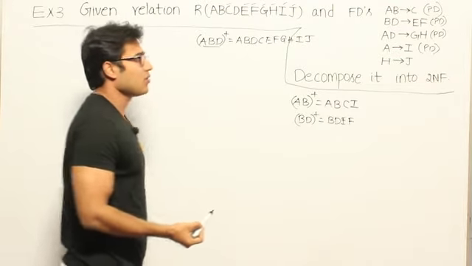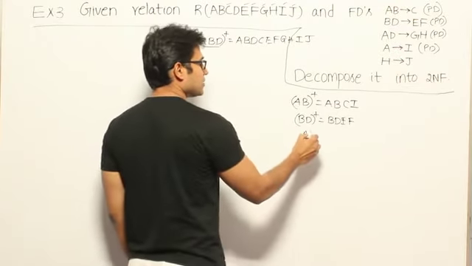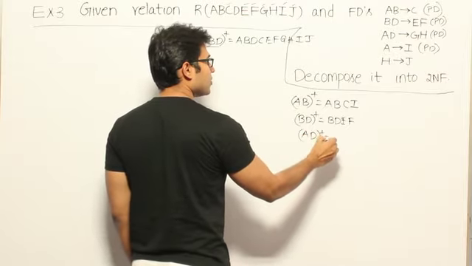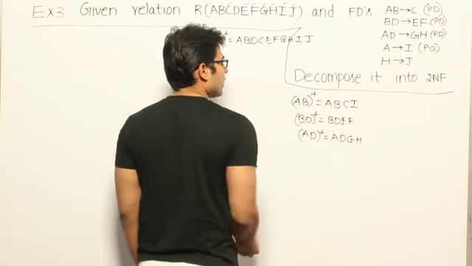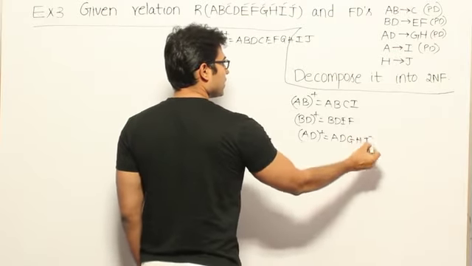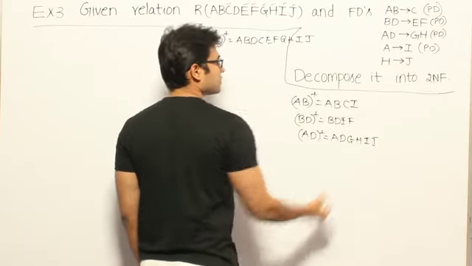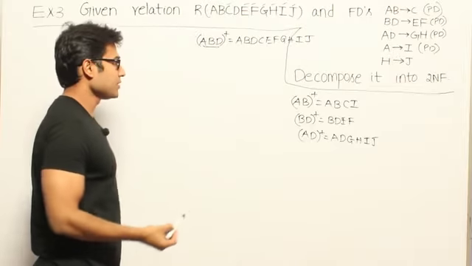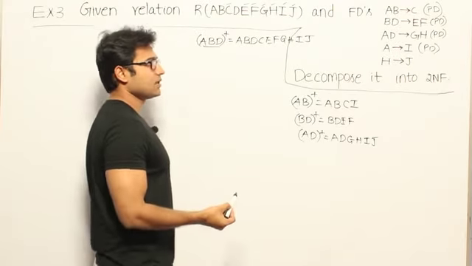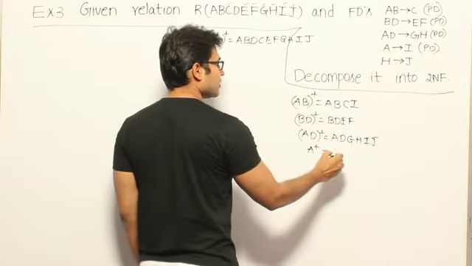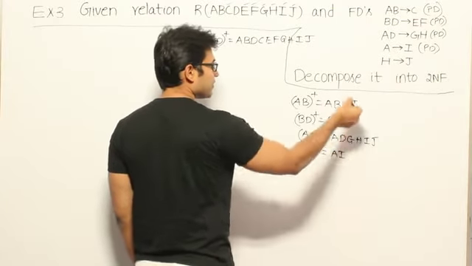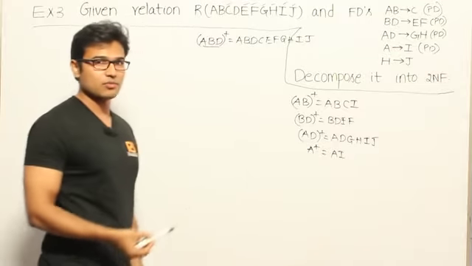Right? And now I have to find AD plus. If I find AD plus, I am going to get AD, and because of AD I am going to get GH, and because of A I am going to get I, and because of H I am going to get J. These are all the attributes I am going to get. And again A is also a partial dependency, and if I write A plus, I am going to get AI. So this is one way of trying to decompose it.